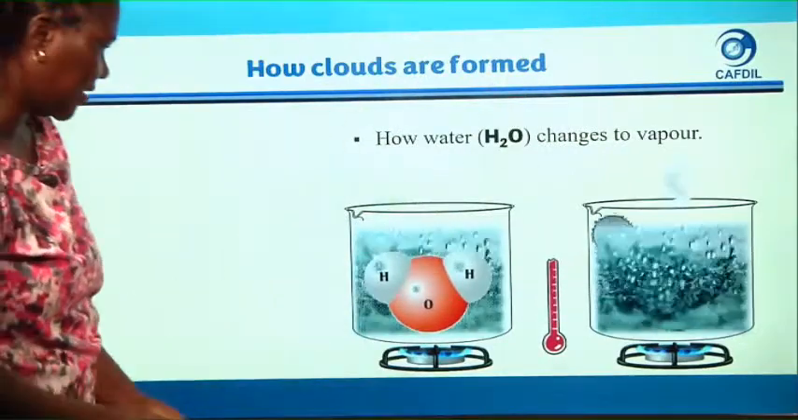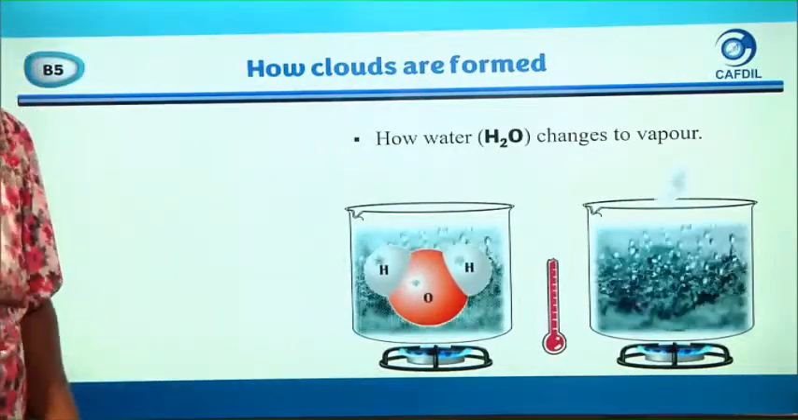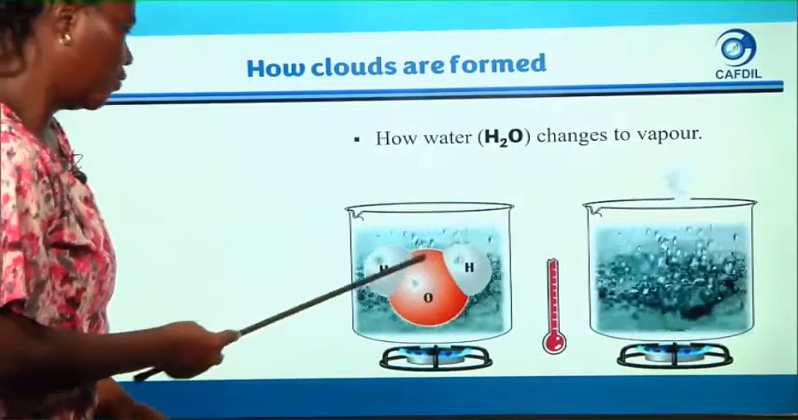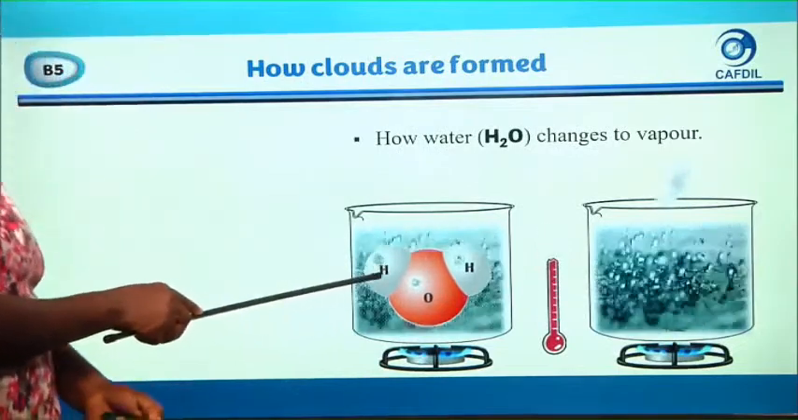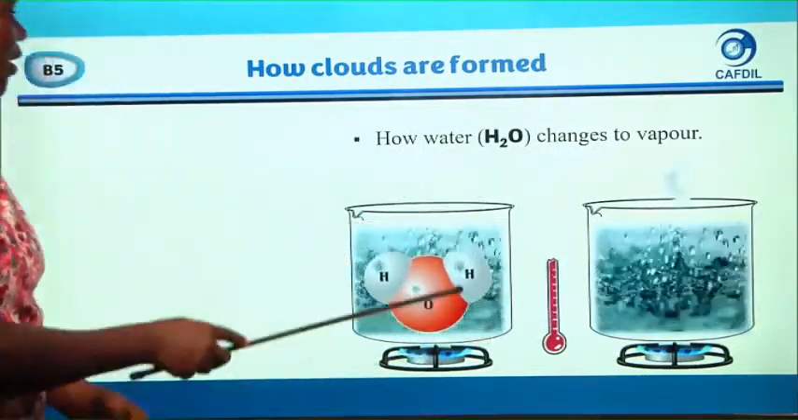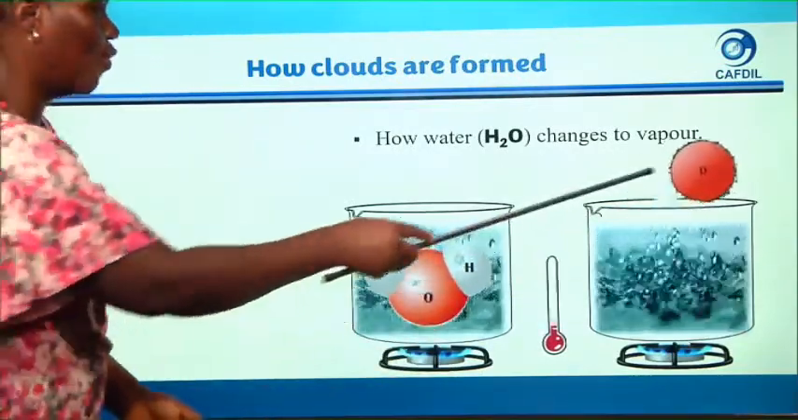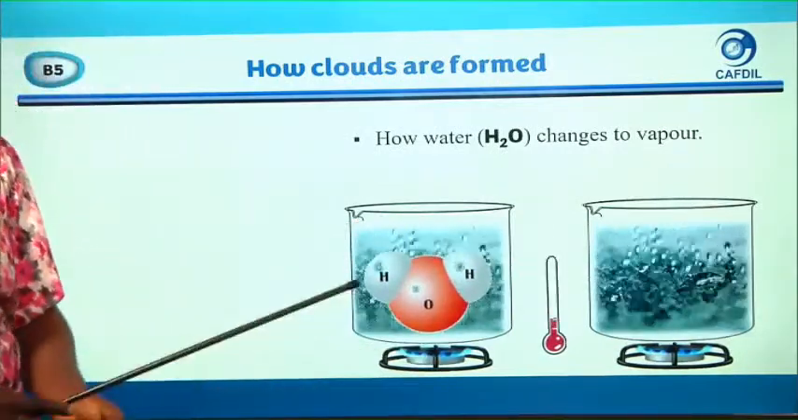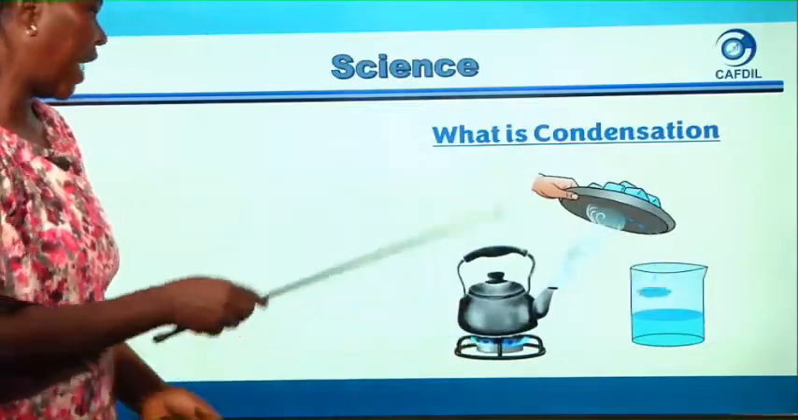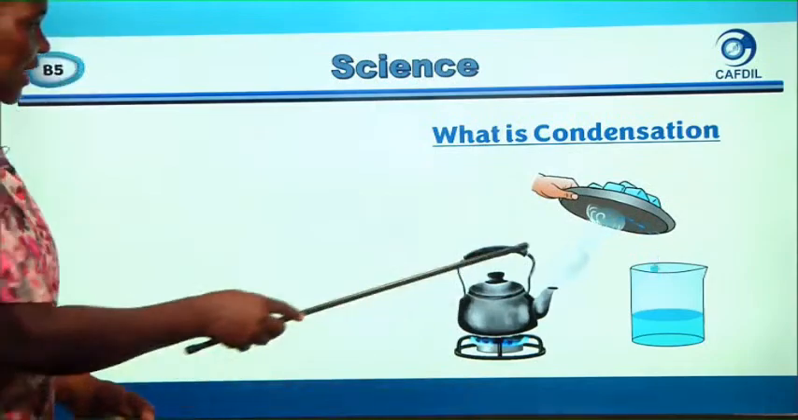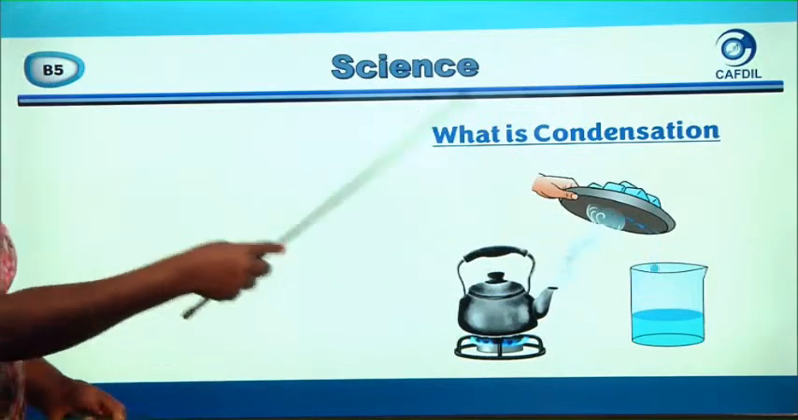When the water boils, the molecules will start separating. One atom of hydrogen will move, another atom of hydrogen will move, and the oxygen will also move. So the bond between them will be weak. It will separate, and we get our vapor. So we get to the next process called condensation.